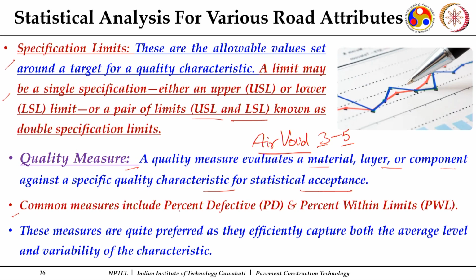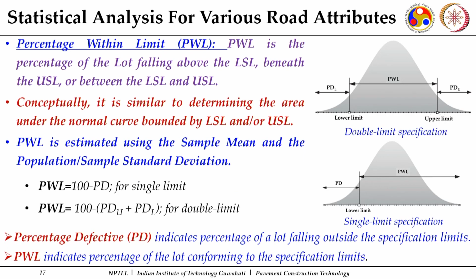So, the common measures include percent defective and percent within limits. So, how much quantum of work is there which is outside the limits, and how much of your results are within the acceptable limits. So, we have the percentage defective and the percent within limits. These are the two terms which are very commonly used. So, these measures are quite preferred as they efficiently capture both the average level as well as the variability of the characteristics. Here I can show you.